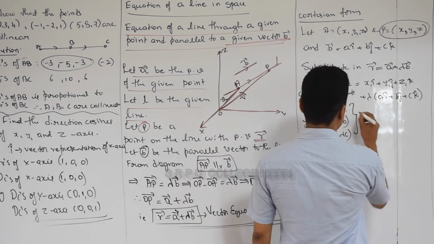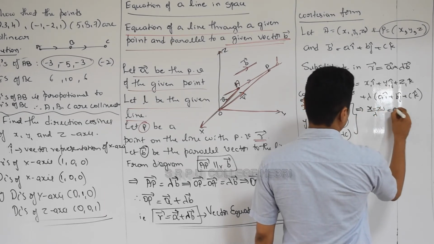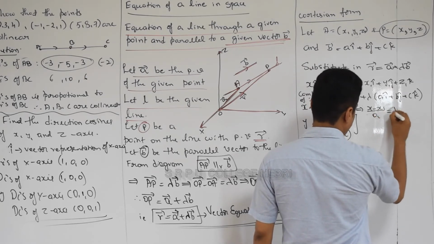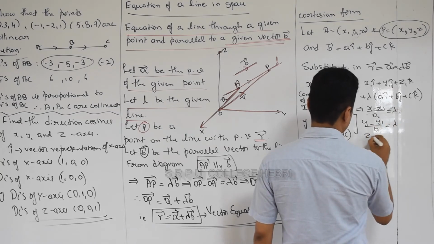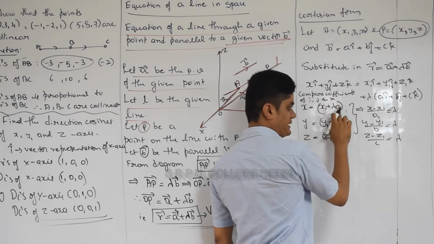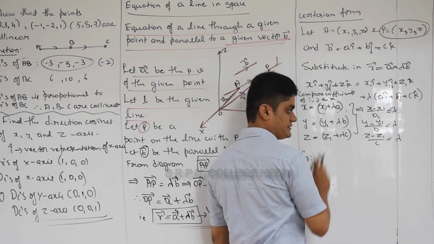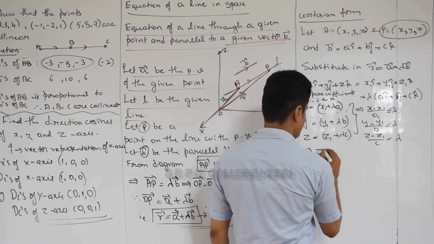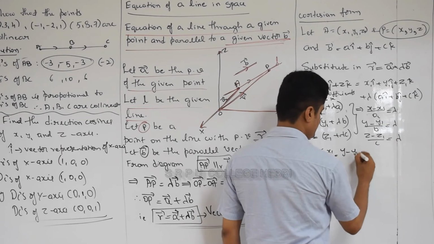Now this implies x minus x1 by a is equal to lambda, y minus y1 by b is equal to lambda, z minus z1 by c is equal to lambda. So this implies x minus x1 by a equals y minus y1 by b equals z minus z1 by c, all equal to lambda, so you can directly write it like this.